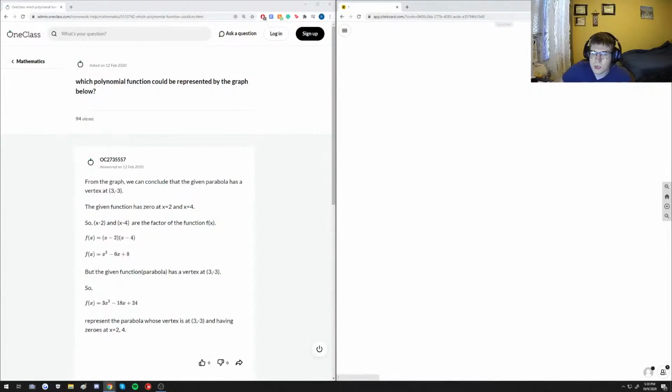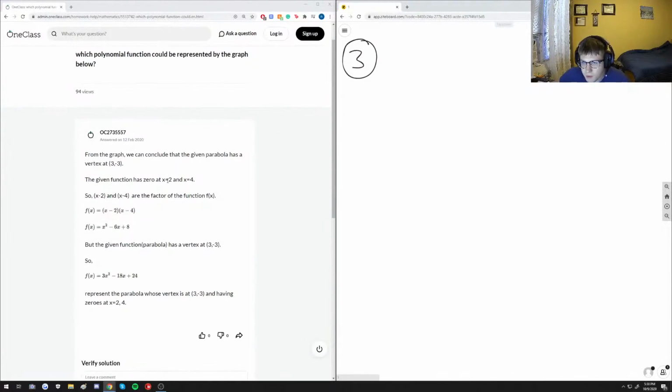Okay, so number 3, which polynomial function could be represented by the graph below? So unfortunately, there is no graph below, and I'm just going to infer from this response here. From the graph we can conclude the given parabola.